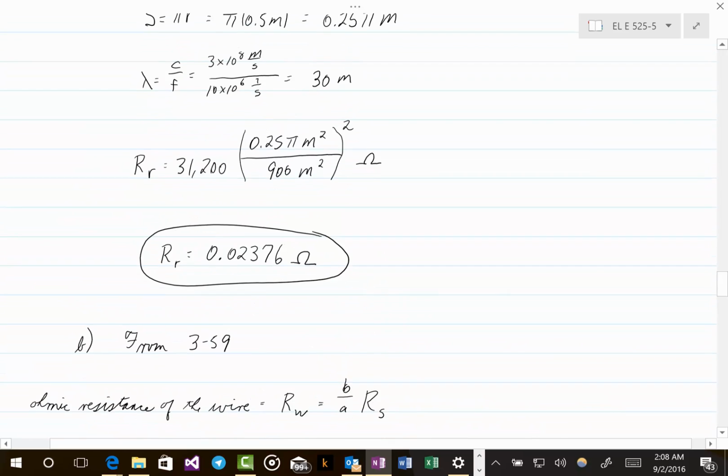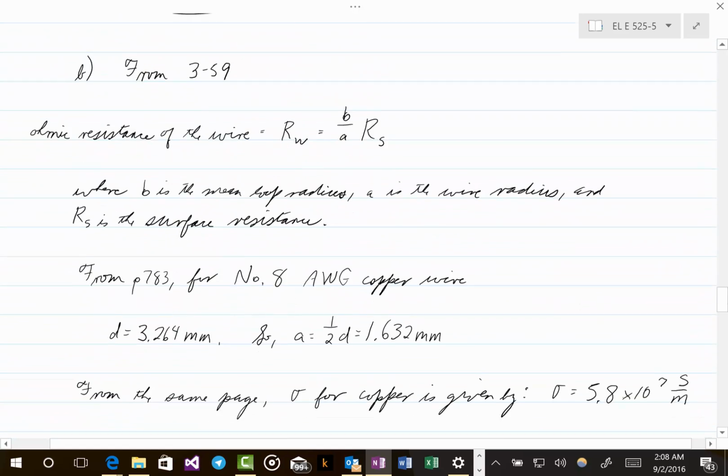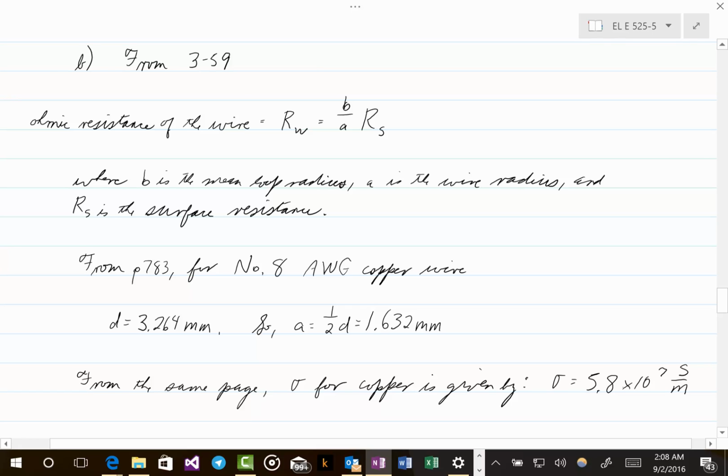Now in part B, we're asked to find the ohmic resistance. In a previous case, the book used the symbol R sub O for ohmic resistance, but for these circular loop antennas, they're using RW for the ohmic resistance of the wire making up the antenna. So anyway, the formula that you have from equation 359 is RW equals B over A times RS. Now, what do all these quantities mean? Well, B is the mean loop radius for the loop antenna. A is the wire radius, and R sub S is the surface resistance.